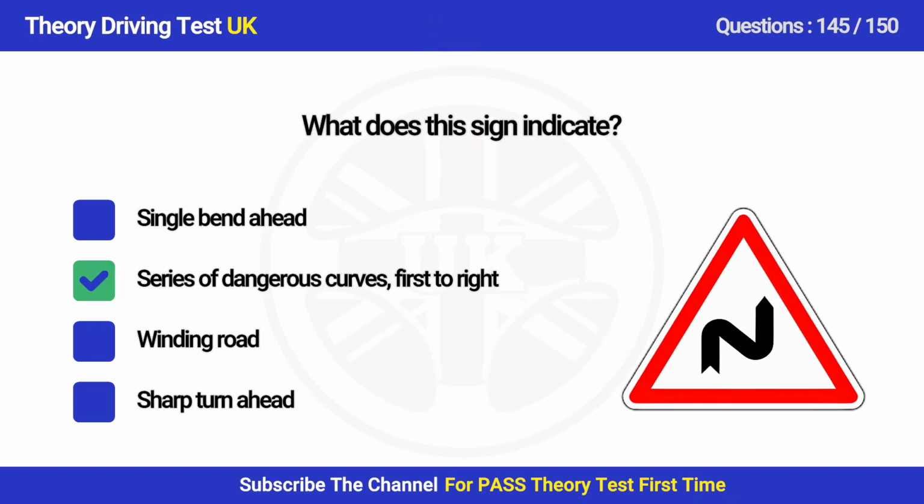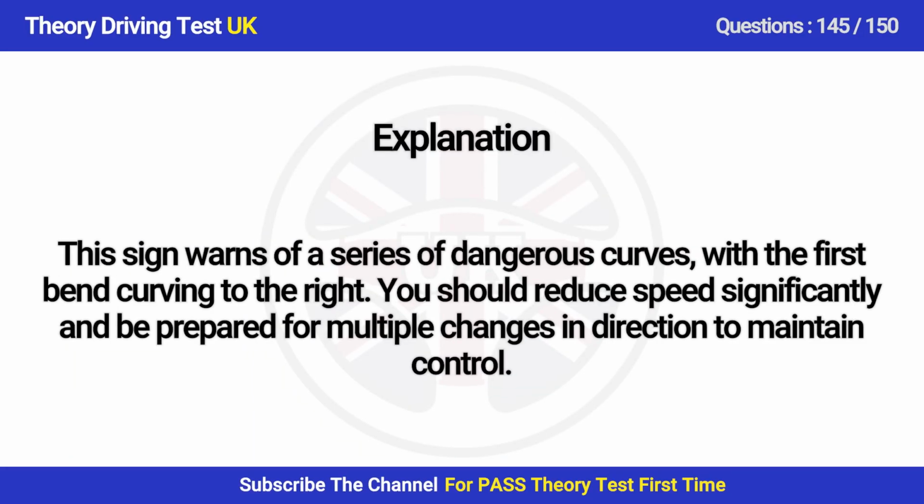Answer is B. Series of dangerous curves, first to right. This sign warns of a series of dangerous curves, with the first bend curving to the right. You should reduce speed significantly and be prepared for multiple changes in direction to maintain control.